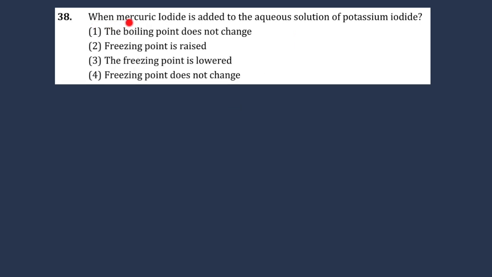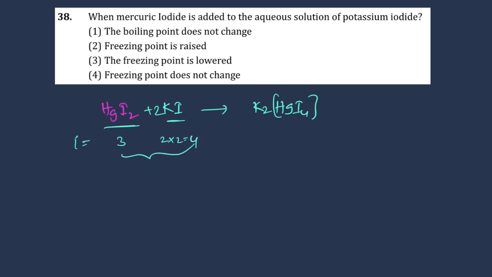Question 38. When mercuric iodide is added to an aqueous solution of potassium iodide, what will happen? Mercuric iodide HgI2 plus potassium iodide combine to form K2HgI4, this complex. This is called Nessler's reagent. 2 potassium, 2 iodine, 2 iodine, 4, balanced equation. If it is ionized, the Van 't Hoff factor for this is 3, and for this 2 into 2, that is 4 particles. Then 3 plus 4, that is 7 particles.